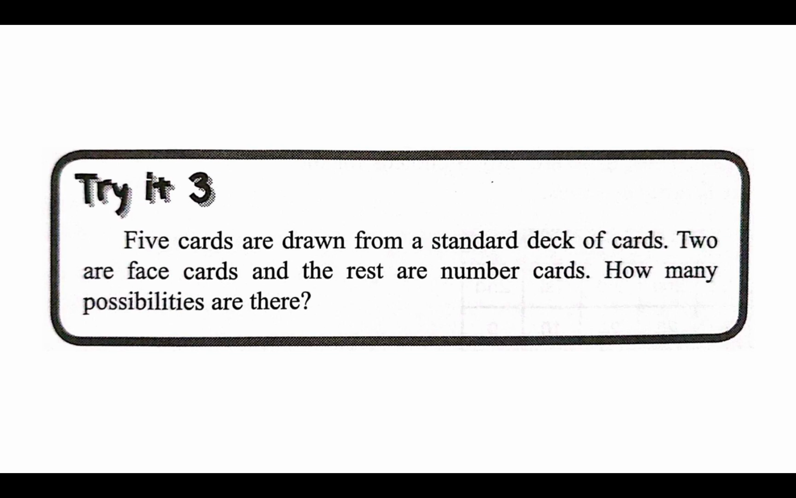So, for try it number 3, solve this. 5 cards are drawn from a standard deck of cards. 2 are face cards and the rest are number cards. How many possibilities are there? Okay, so try to answer the try it part. Then if you have any questions, we can discuss that on the next synchronous class. Okay? So, that's it for the fundamental principle of counting.